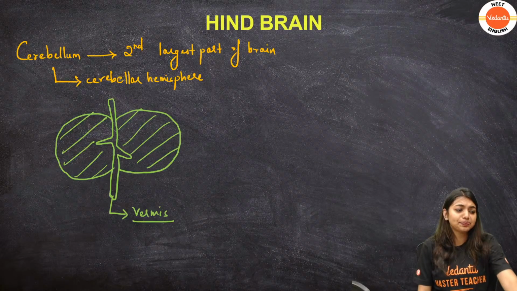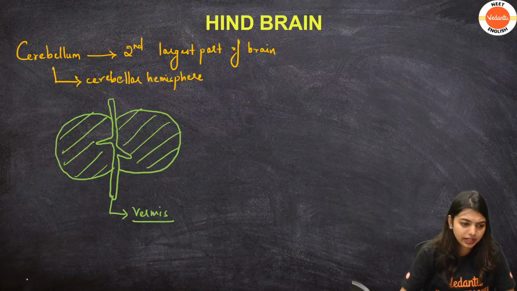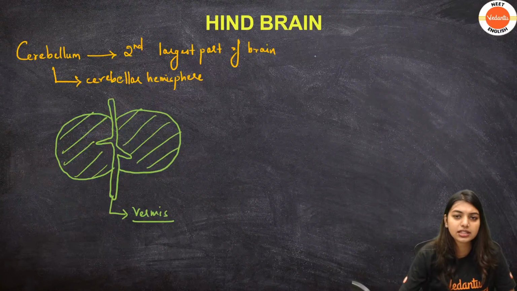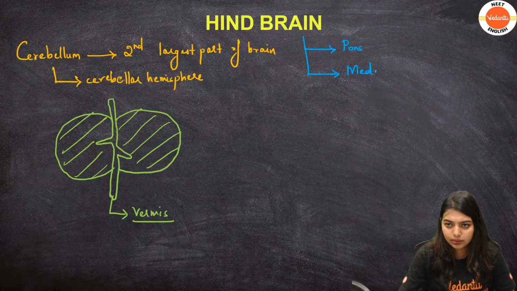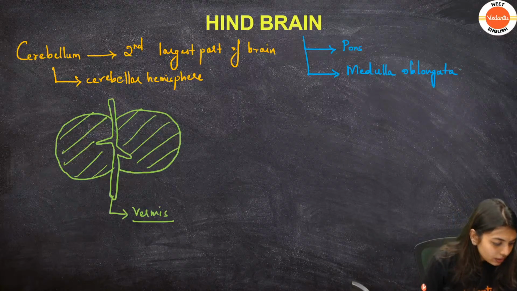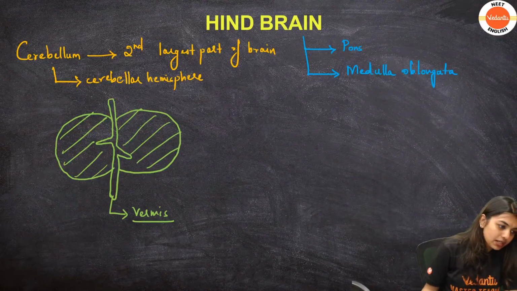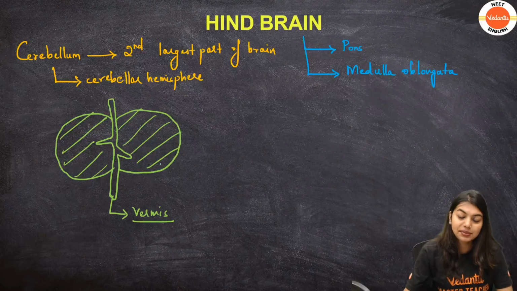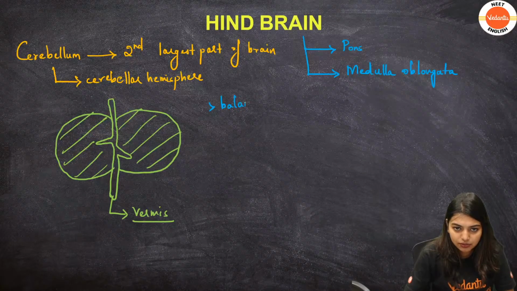Now students, understand, your hindbrain does not just have the cerebellum, it also has other things. What are the other things it has? It has your pons and it has your medulla oblongata. Now the cerebellar hemispheres actually help in so many other things. That means the cerebellum actually helps, first, in balance of the body.